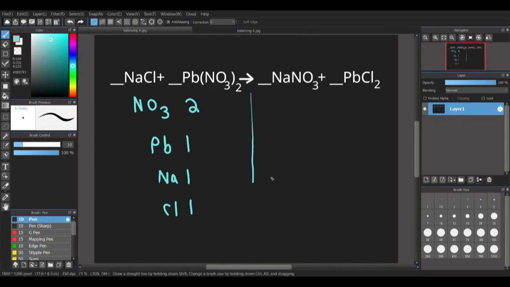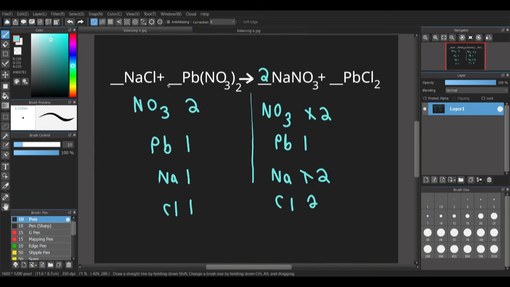While on the right, we also have 1 Na and 1 Pb, but we have 2 chlorines, and we have 1 NO3. So I'm going to start by balancing the NO3s, just because that's at the top of my list. It doesn't really matter. So to do that, I'm going to put a 2 here, which will give us 2 NO3s, and will give us 2 sodiums. Now, that just threw off the balance with sodium, because we have 1 here and 2 here.